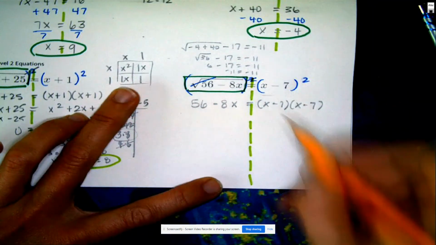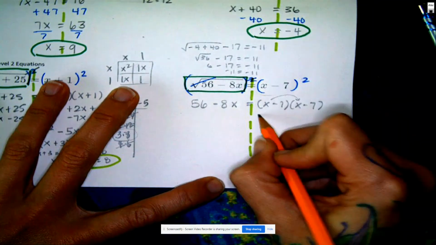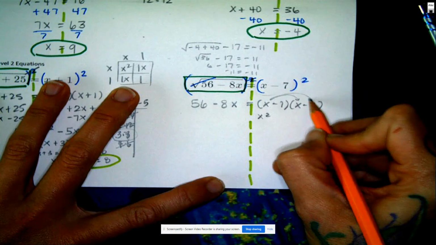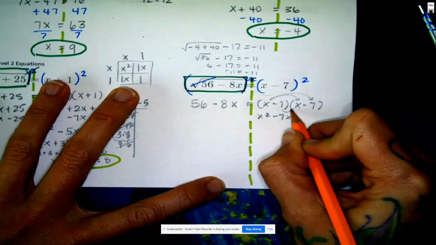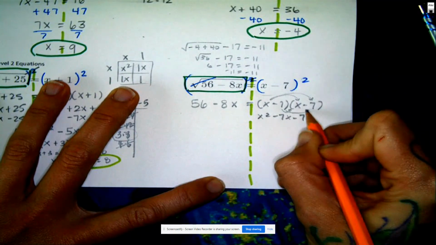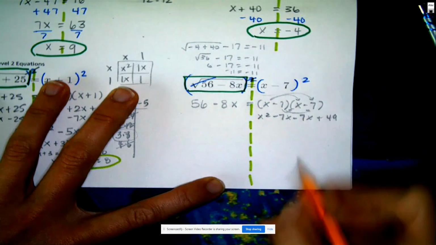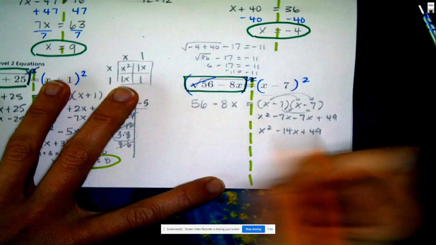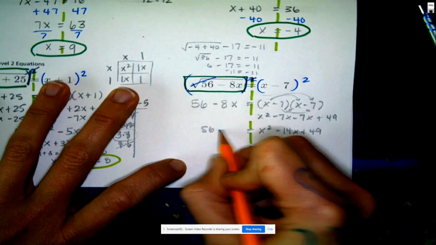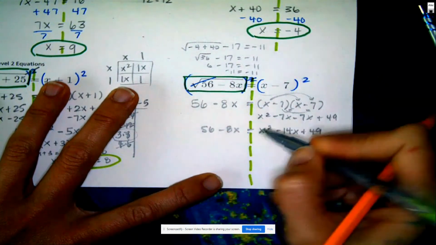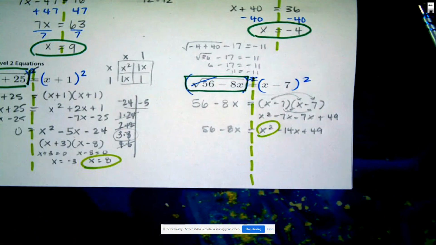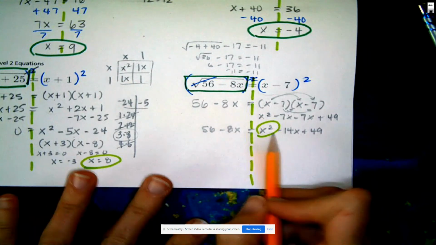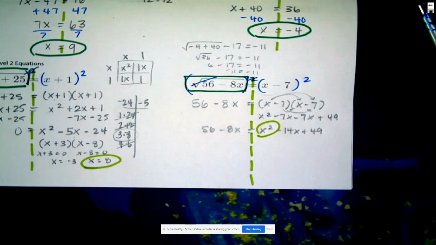If I did FOIL, I've got x squared. So first, outer, inner, last. So x squared minus 14x plus 49 is equal to 56 minus 8x. And again, your red flag is this guy. You know you're going to have a quadratic, so you're probably going to need to factor or use quadratic formula. Get everything to the side where your x squared stays positive.